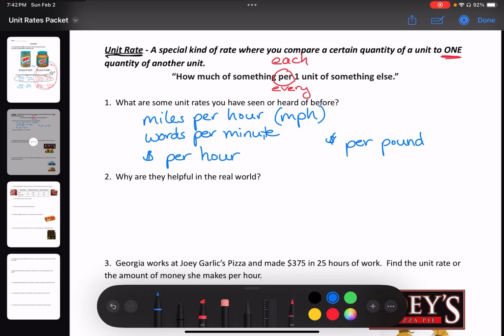Now, why are they helpful? Because it gives us a specific unit rate out of one, and it also helps us to compare things easier. If someone is typing 45 words per minute and someone else is typing 50 words per minute, it's much easier to compare than us saying they typed 1,000 words in 30 minutes and someone else typed 1,200 words in 45 minutes. If we have their unit rate, it's much easier to compare which one was typing faster or slower. Let's try some problems.